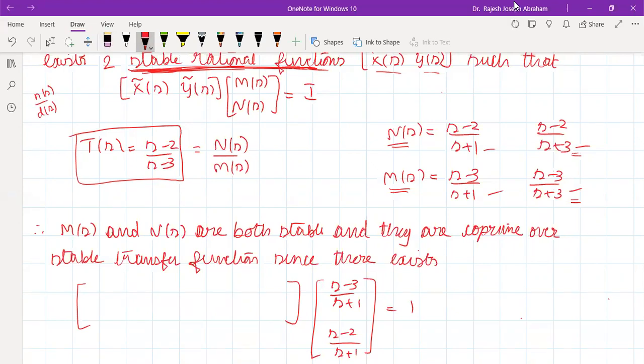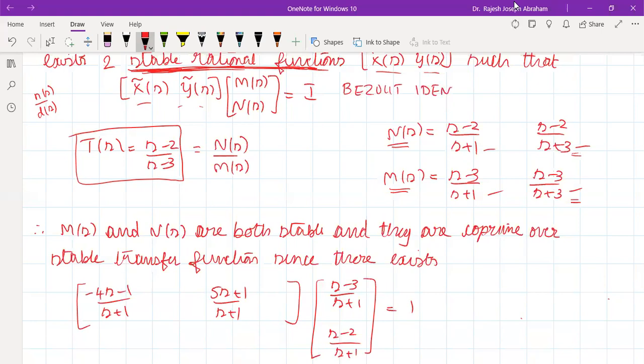So for example, one example could be like this: minus 4s minus 1 by s plus 1 and 5s plus 1 by s plus 1. This is fine. Just verify whether it equals 1. This is one possible combination. Keep in mind, co-prime factorizations are not unique because you can find any x hat and any y hat that satisfy this identity. This is called the Bezout identity.